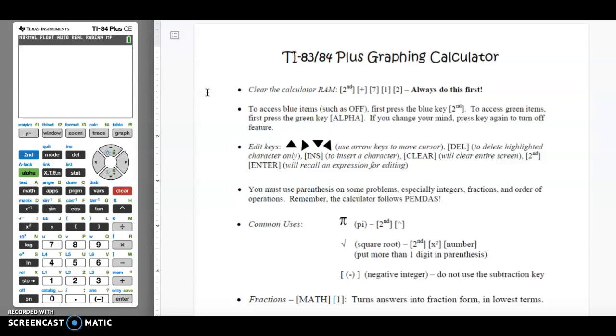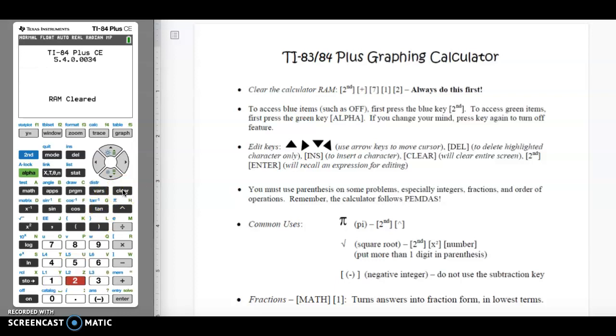So the first thing you want to do with the graphing calculator in general is to clear the calculator RAM. That will clear anything that you have already typed into your calculator. So if you had equations maybe hanging out, or you had done some weird storage with your calculator, we just want to make sure that's all cleared out so it doesn't mess up anything you do right now. So to do that, we just press these buttons in this order. So we do second, plus, 7, 1, 2, and then your RAM is cleared.